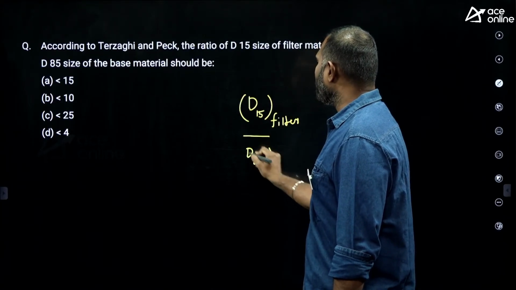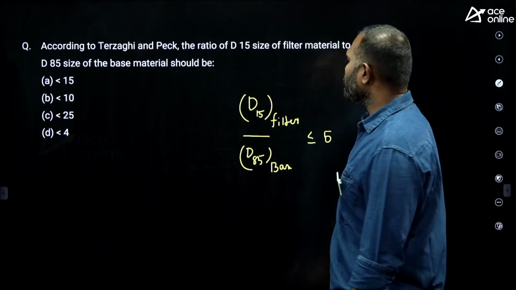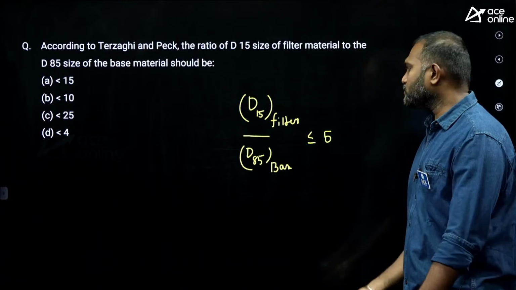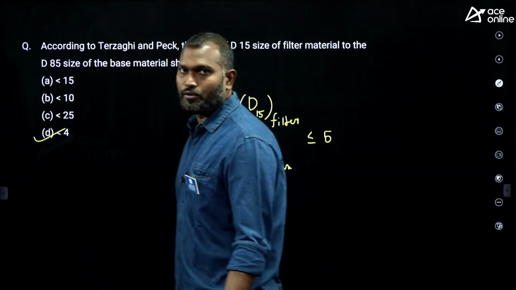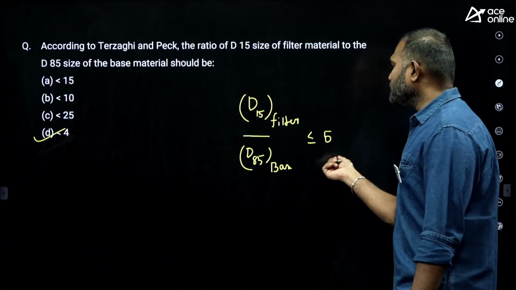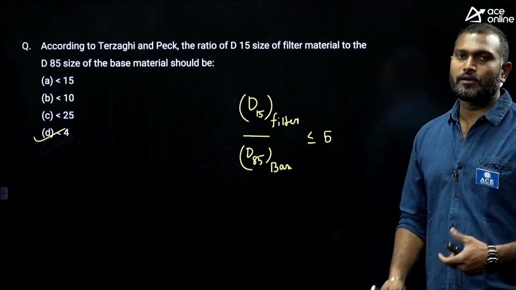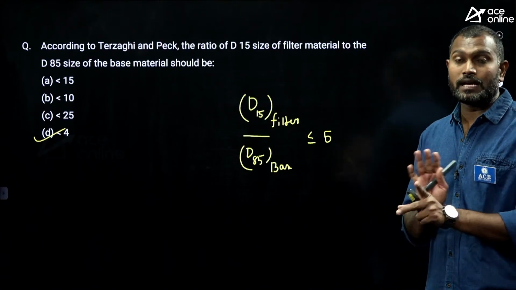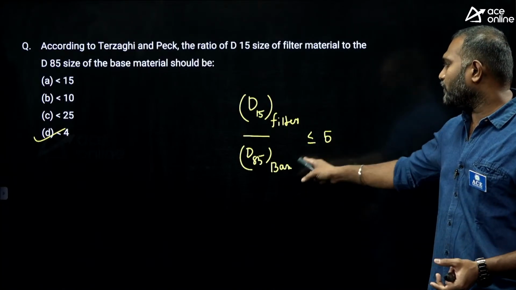According to Terzaghi and Peck, the ratio of D15 of the filter to D85 of the base must be less than or equal to 5. From the given options, we can take it as less than 4. Why? Because when you see the filter and base, we have to allow the water to go out, not the filter particles, so the filter size must be less than or equal to 5 times the base size.